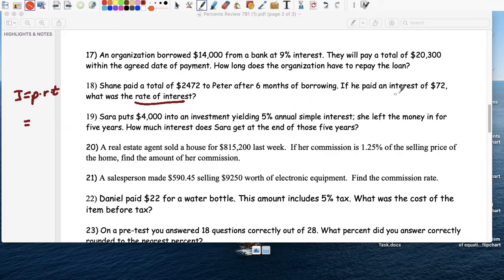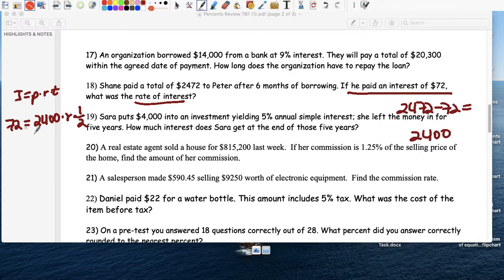What's the principal? Well, it says here that the interest was 72. So 2,472 minus 72 equals 2,400. So 2,400 is what I originally borrowed, times R, which we're trying to find out, times 6 months. Remember, we're not going to write 6, we're going to write a half, or 6 over 12. We're going to express months in terms of years. And the interest that I paid my friend was 72 bucks. So I borrowed 2,400, and when I paid back, I paid 2,400 and a little bit extra, $72.